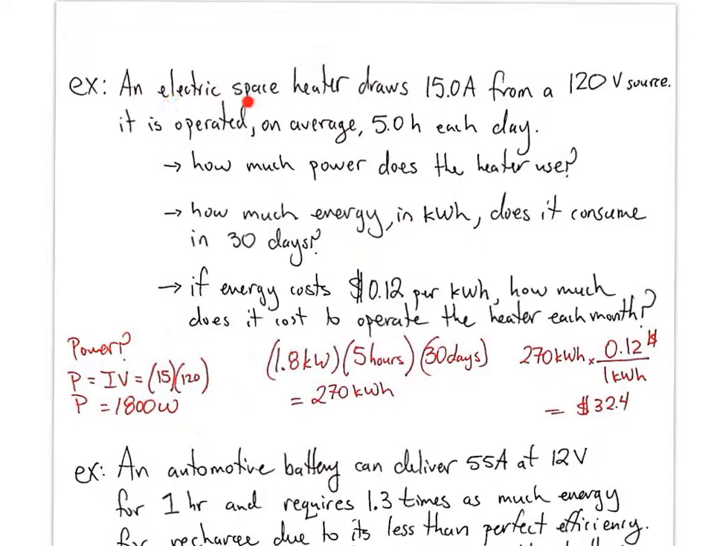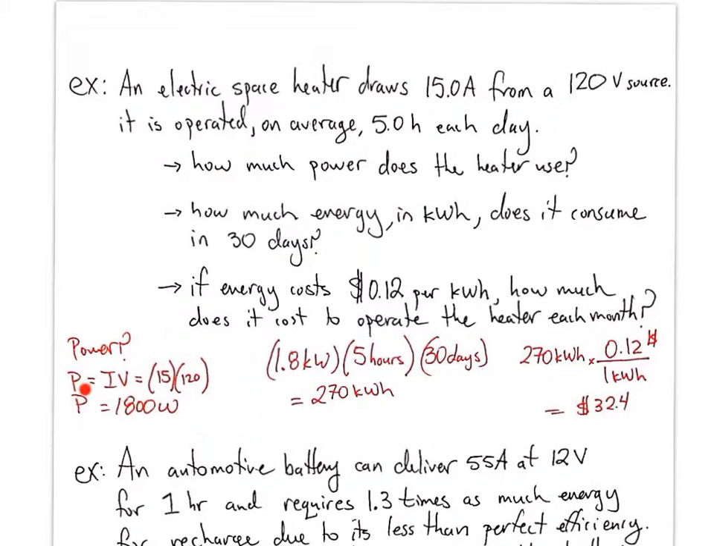Okay, two examples. These are from homework. Question 1 says, an electric space heater draws 15 amps from a 120 volt source, and those are pretty realistic values. It is operated on average 5 hours each day. So you get home from school, turn on the heater, turn it off before you go to bed, maybe 5 hours per day. Part 1, how much power does the heater use?